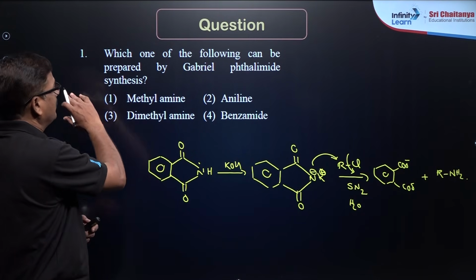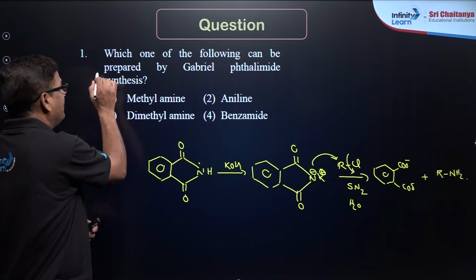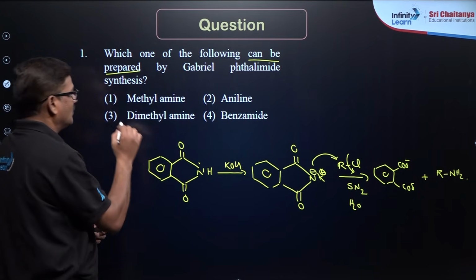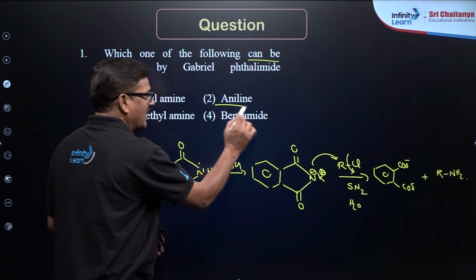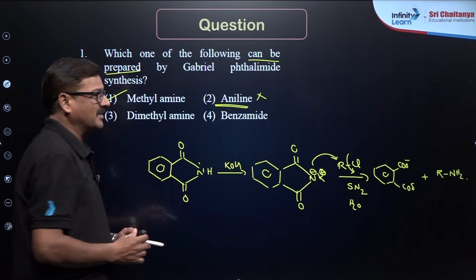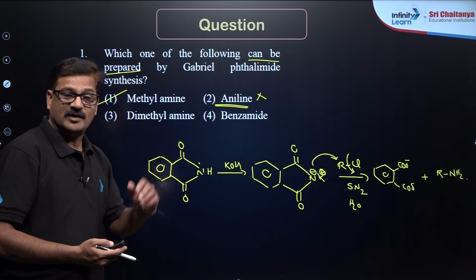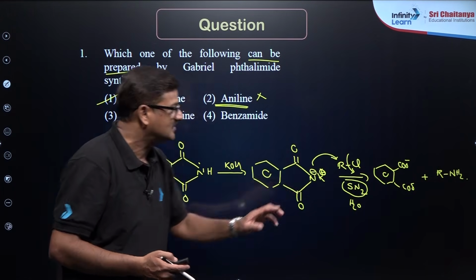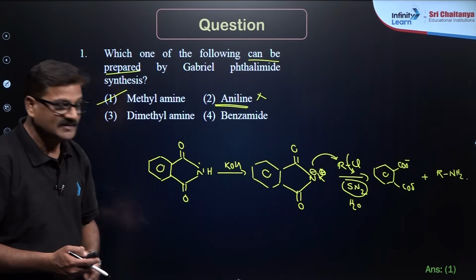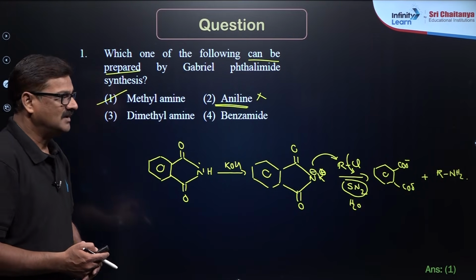Which of the following can be prepared? So methylamine can be prepared and aniline is aromatic, cannot be prepared. Why? Because it is a haloarene. So haloarenes do not undergo SN2 reactions. So for this question, option 1 is the correct answer.